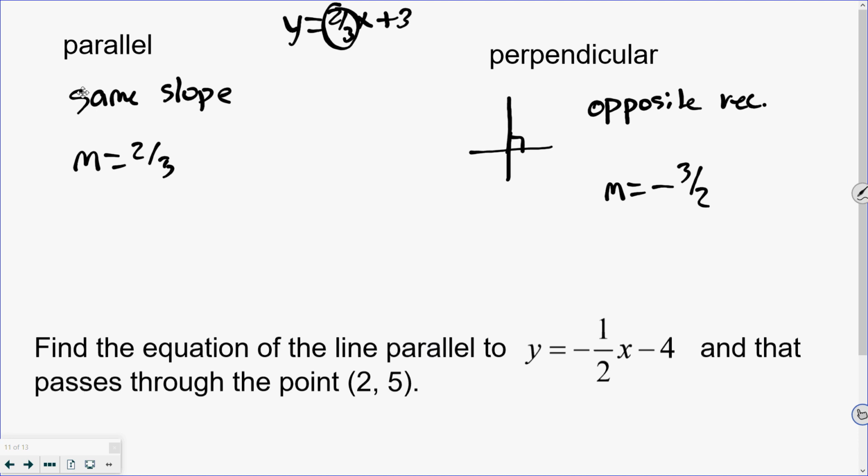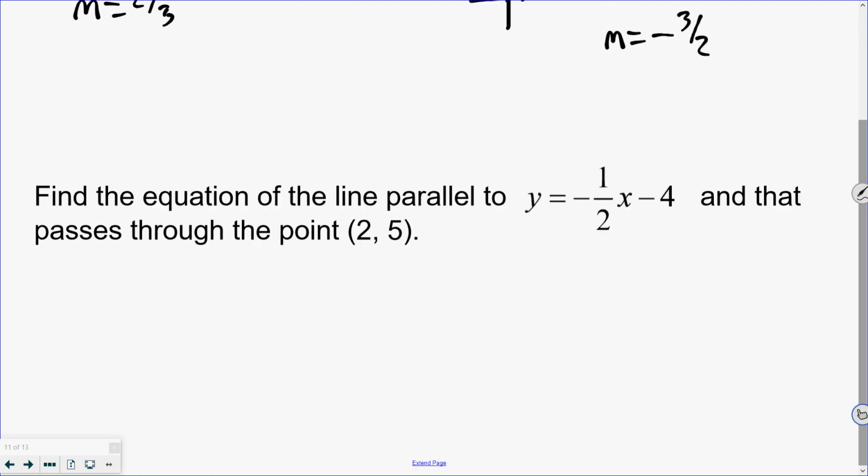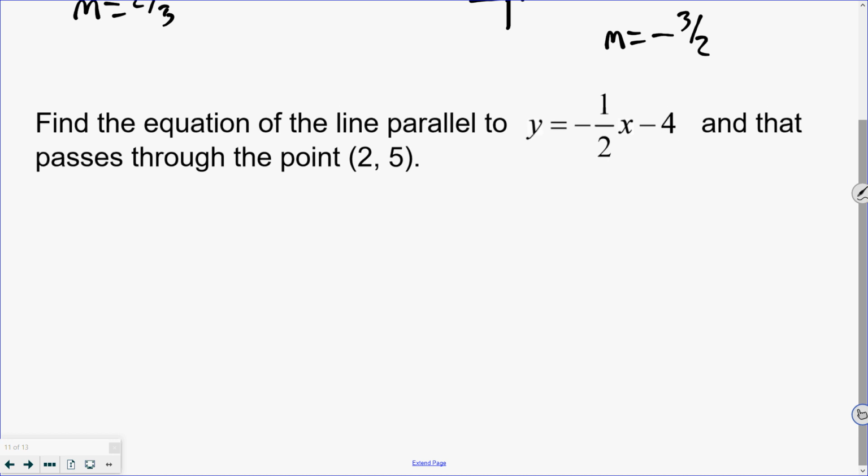So we can use that information to do problems like this. This says, find the equation of the line parallel to y equals negative 1/2 x minus 4, and that passes through the point (2, 5). So first of all, I have a point. That's not the y-intercept, by the way, so I know I'm using this formula.